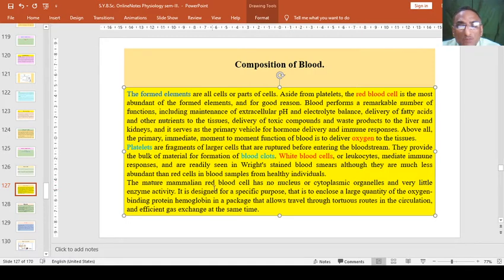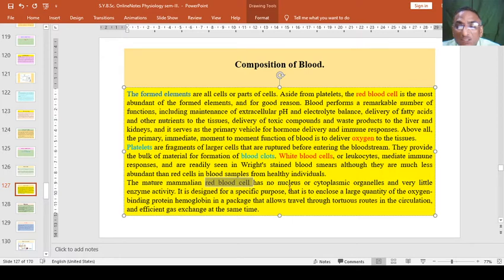The mature mammalian red blood cell has no nucleus. It is non-nuclear, lacks cytoplasmic organelles, and has very little enzymatic activity. It is designed for a specific purpose, that is, to enclose a large quantity of oxygen binding proteins.